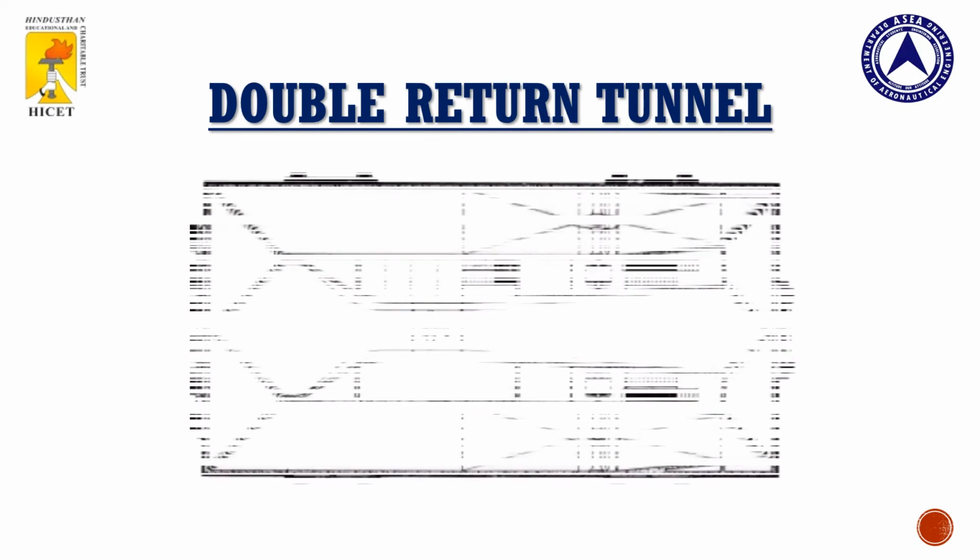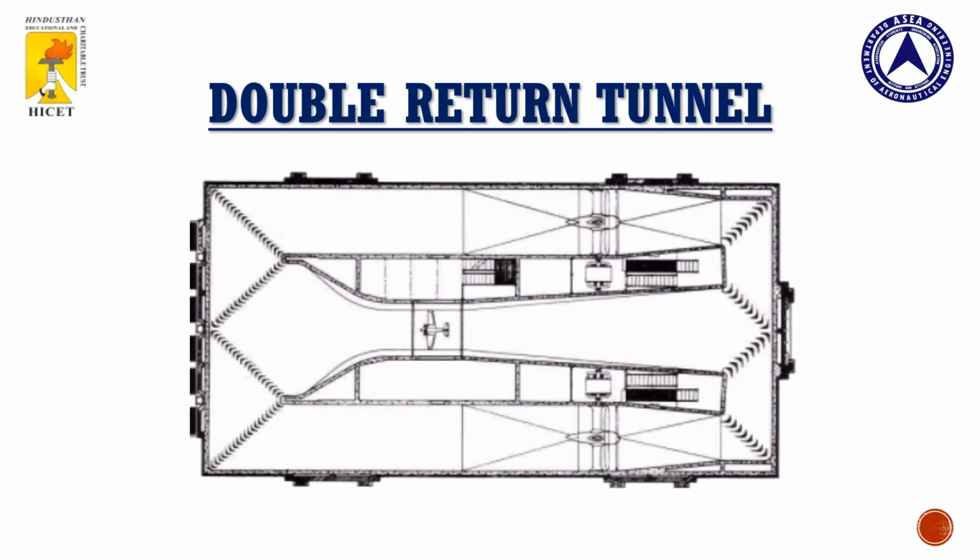The next type is double return wind tunnel. In that single return wind tunnel, there is only one way. The flow will be continuously going inside the wind tunnel. So here you can see this is our test section. The flow will be going like this, and the flow can go like this also. So here the flow is going in a double way. So it is called a double return wind tunnel.